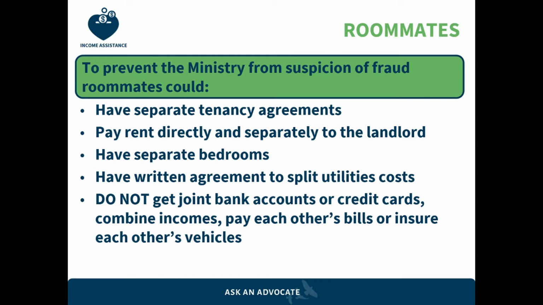Some of these are that the applicant should have separate tenancy agreements, the applicant may want to pay rent directly and separately to the landlord, the roommates should have separate bedrooms, the applicant should have a written agreement to split utilities costs. And lastly, the applicant should not have a joint bank account or credit card with their roommate, combine their incomes, pay each other's bills, or insure each other's vehicles.